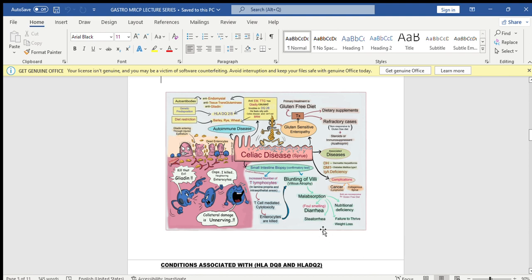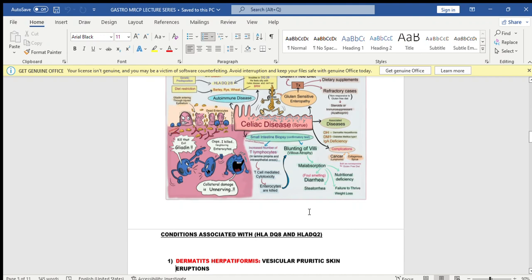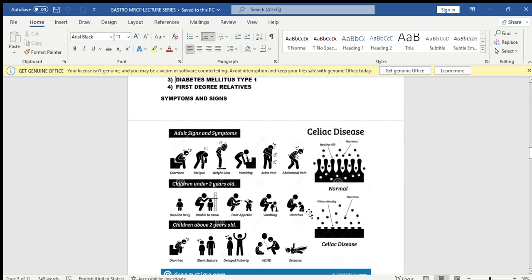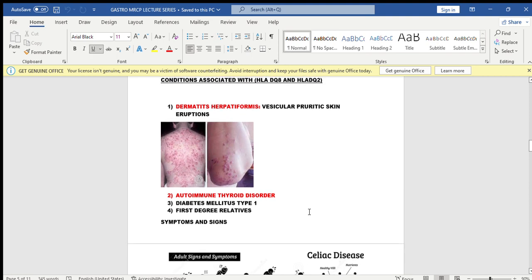Malabsorption will produce symptoms like diarrhea, failure to thrive, nutritional deficiency, iron deficiency anemias, weight loss, etc. If you look at the associated conditions, the most important ones are they are associated with HLA-DQ2 and 8. Now this is something you have to remember, right?